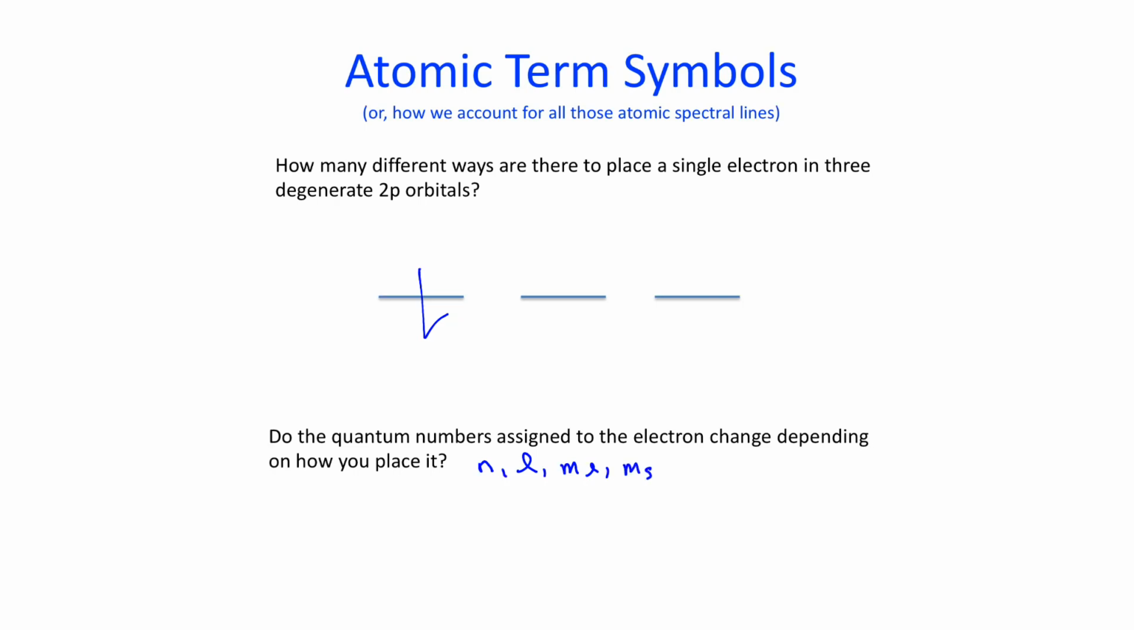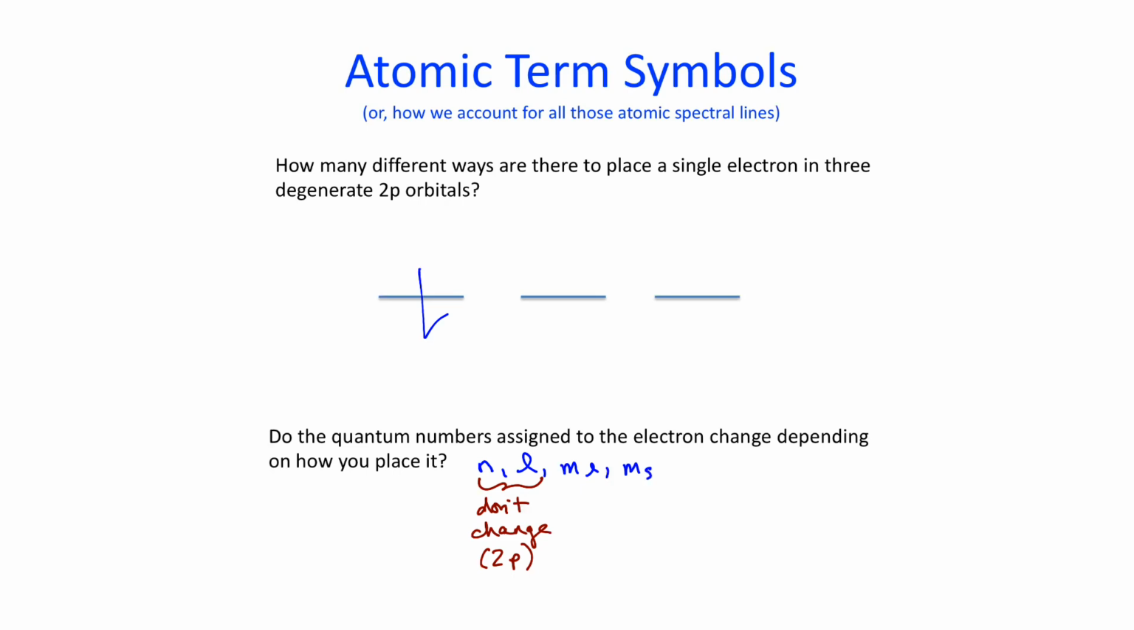Okay, so for all of the different options for placing this electron in those 3 degenerate 2p orbitals, our n and our l are not going to change. So that's the 2p designation that we get. So we're always in some sort of 2p situation, no matter what we're doing up here, no matter where we're placing our electron. What about m sub l?